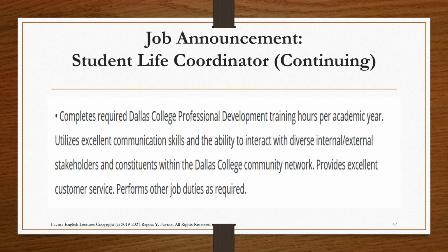And then continuing education, in the same way as the accountant is required to complete continuing education hours, you would be required in this field, in this particular job, to complete professional development training hours. And this basically just helps you to improve your communication skills, work with diverse internal, external stakeholders, constituents of the Dallas College Community Network. And then, of course, you would provide customer service.